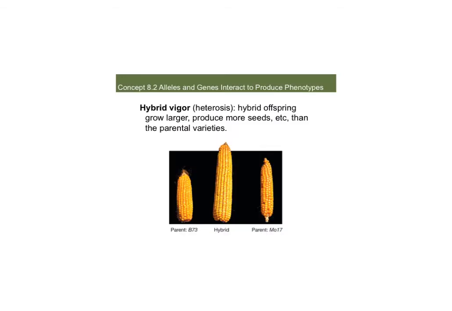One way genetics is used outside of biology and outside of strictly scientific research is in agriculture. So for example, there's a concept called hybrid vigor. This basically means that in certain cases, hybrid offspring are going to grow larger and produce more seeds than the parental varieties. So whenever these are crossed and combined, those alleles are combined, you end up with more productive crops. This is because now you have more genes interacting with each other.